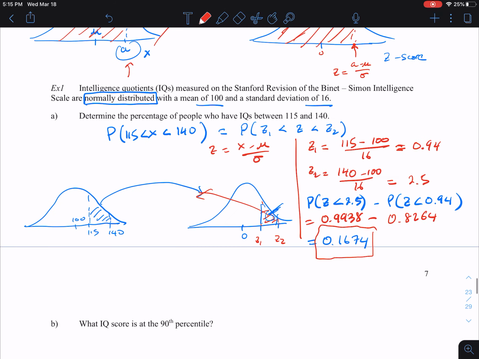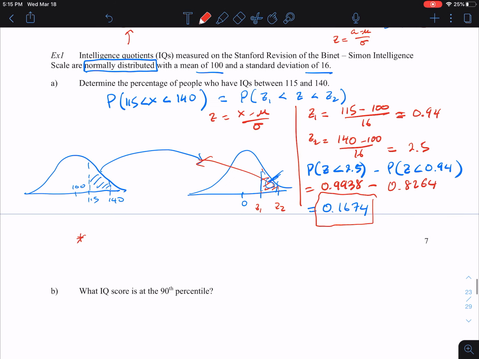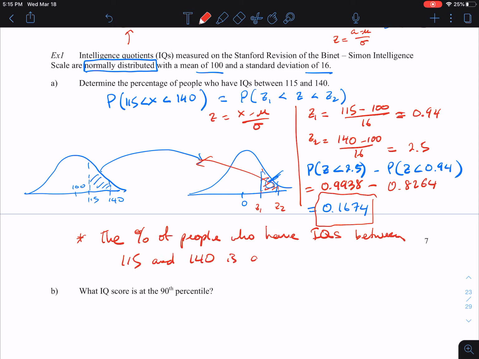So to answer this question, we say that the percentage of people who have an IQ score between 115 and 140 is around 17%. So that means there's about a 17% chance, if we ask a random adult on the street, that their IQ score is between 115 and 140. So that's another way of interpreting it, okay?